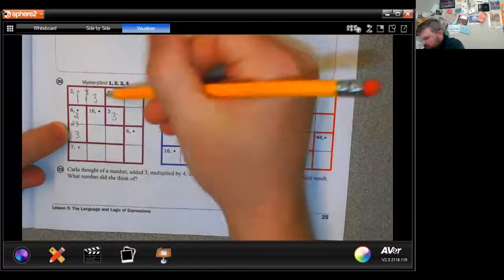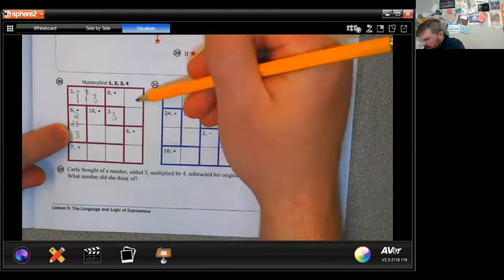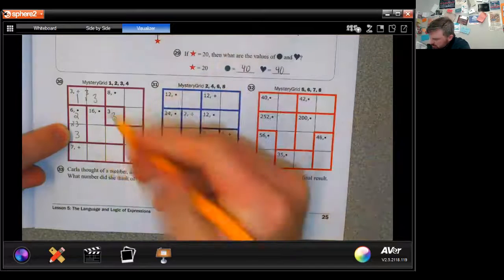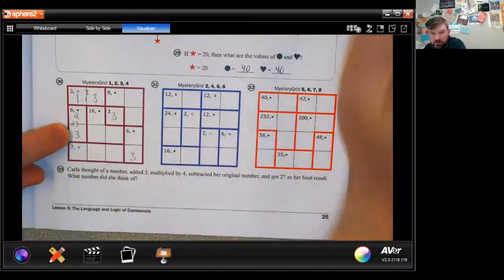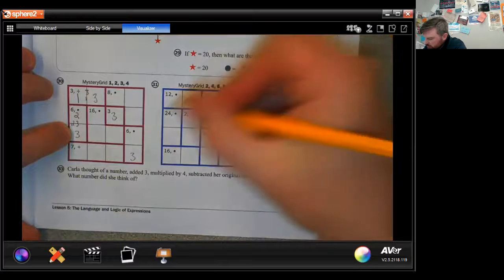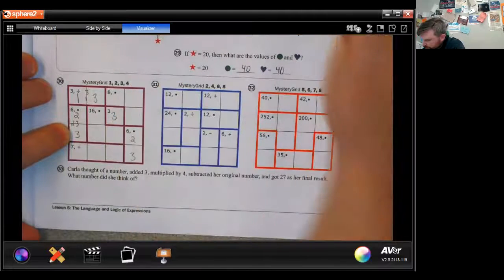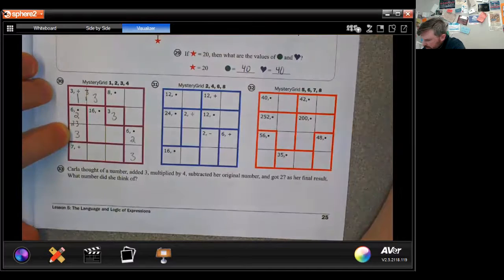Okay, now I've got 3 3s, so this last column here needs a 3, but it can't go here, here, or here, so it must go there. So that's kind of a different strategy there to use. And we're going to multiply to get 6. Well, that's 3 times 2. All right.